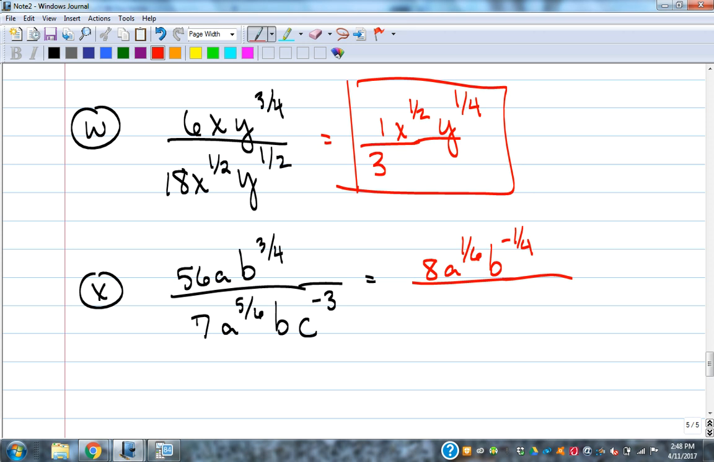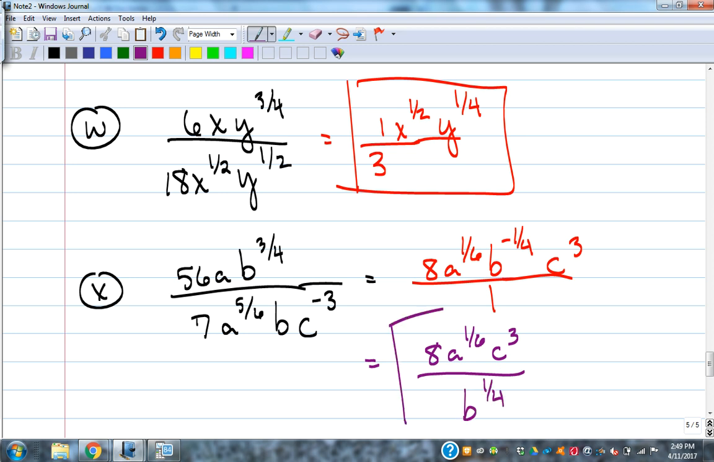And then the c's. What does that go? It goes up to the top. Technically, there's a 1 in the bottom, but when we fix everything, there's going to be b to the 1/4 in the bottom.